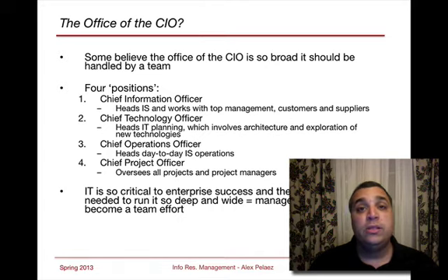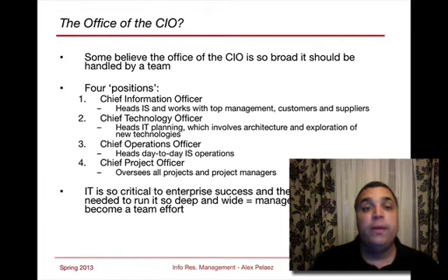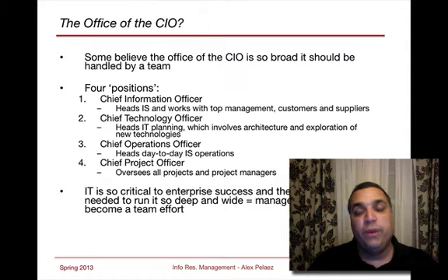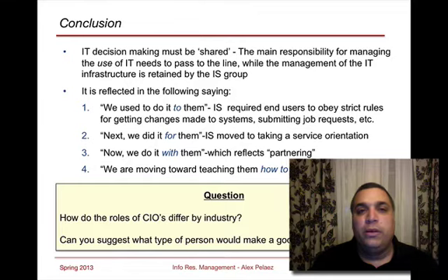And you do see in cases some CIOs are actually CIOs and COOs, or CIOs and CFOs, or even CIOs and CMOs, Chief Marketing Officer. And in some cases, you have people who are CMIOs, Chief Medical Information Officers for hospitals, who actually have that role of a CIO as well, because they understand what is needed for the hospital. So it is critical for the enterprise to succeed to have the know-how needed to run it, very broad and deep, and management ultimately becomes a team effort. So in conclusion, IT decision-making has to be shared. The main responsibility for managing the use of IT needs to pass to the line, while management of IT must be retained by the IS group.